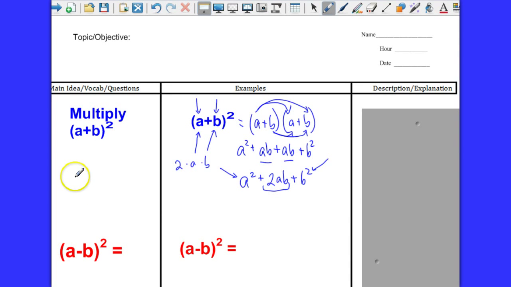I would like you at some point to look at page 504 in your book as they discuss this pattern. It is called the square of a binomial.